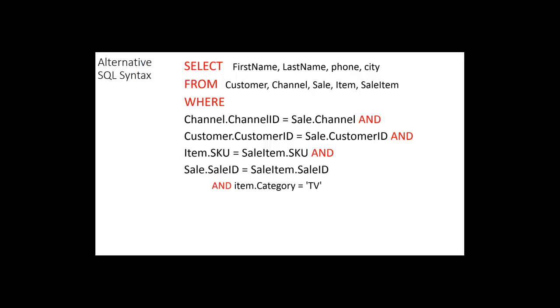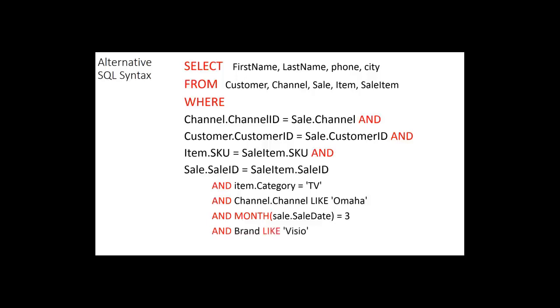We'll continue with the other criteria we had in question. Category is TV, channel like Omaha, month of the date must be 3, we're talking about March, brand like Vizio, and sale price greater than 300. The results of this query will be identical to the previous one.